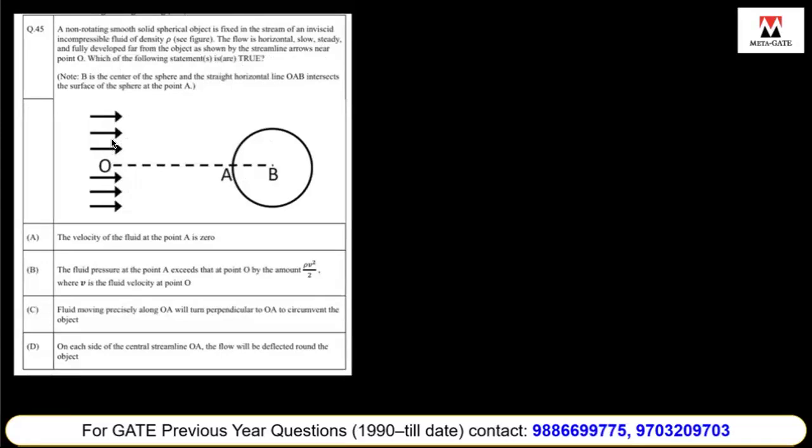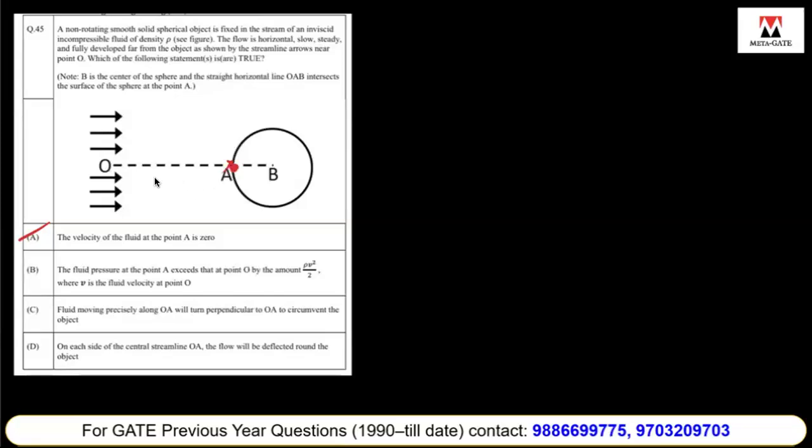If you see, the velocity of the fluid at point A is 0. This is true, because of the no-slip condition: at the solid boundary, the fluid particles in direct contact stick to the surface, so they have the same velocity as the surface. As the surface itself is at 0, the fluid velocity at point A also becomes 0. So it gets stuck to the surface and moves with it.